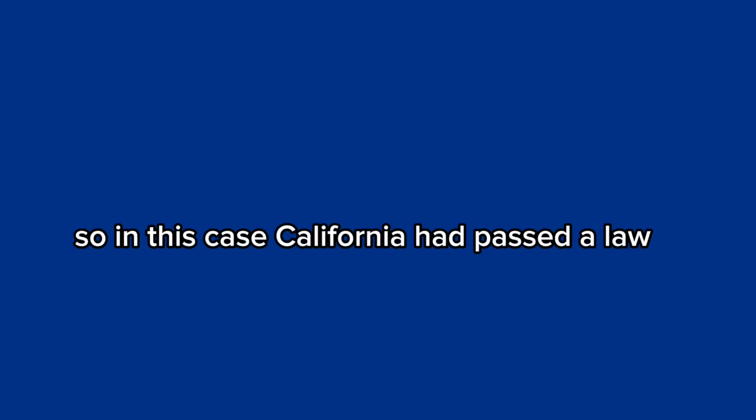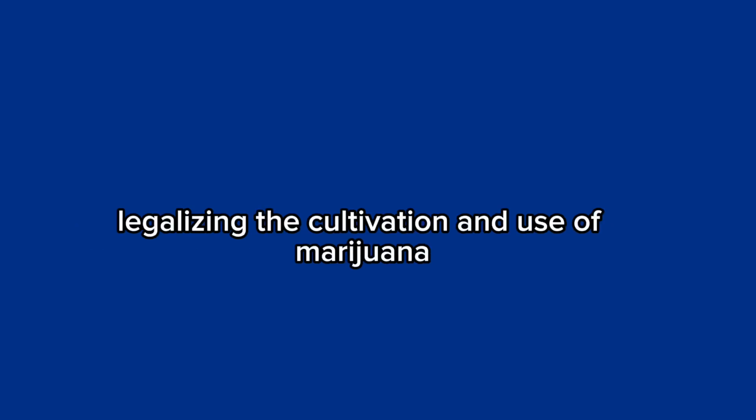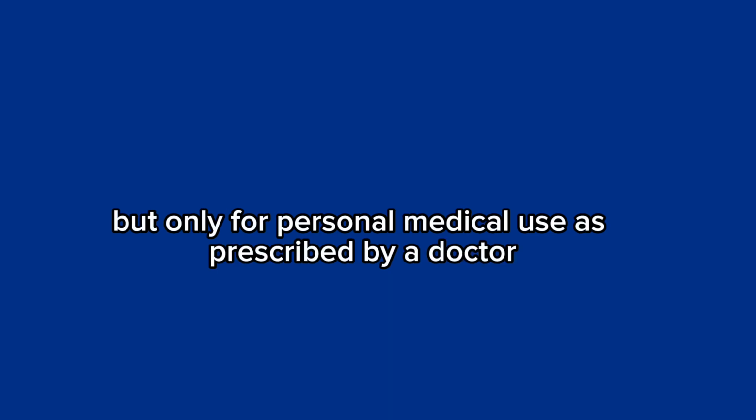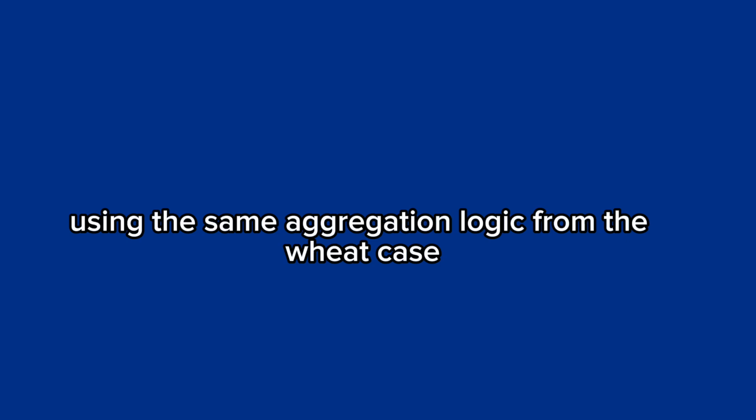So in this case, California had passed a law legalizing the cultivation and use of marijuana, but only for personal medical use as prescribed by a doctor. So again, an activity that was meant to be non-commercial and totally intrastate, within California's borders. And yet the federal government argued that its federal ban on marijuana still applied, even to these medical patients, and the Supreme Court agreed, using the same aggregation logic from the wheat case.